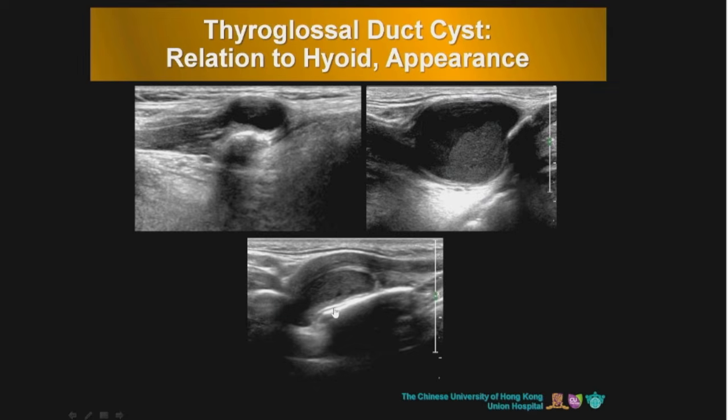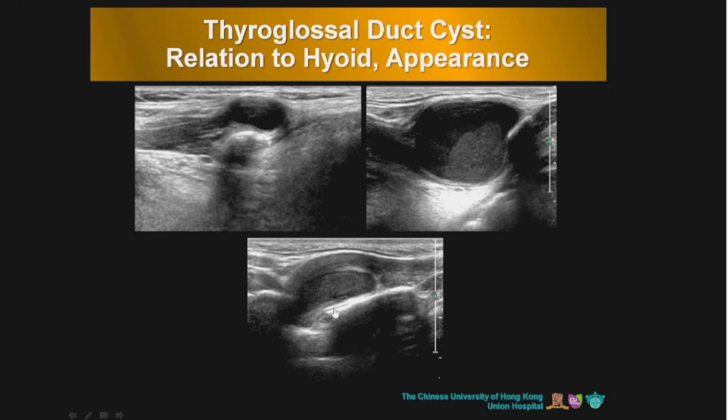When you're making a diagnosis of a thyroglossal duct cyst, there are a few things he wants to know. One is its relationship to the hyoid bone. Number two, is there normal thyroid present in the thyroid bed? And number three, does this thyroglossal duct cyst have a solid component that might be a papillary carcinoma within a thyroglossal duct cyst? These are the only three things a surgeon wants to know.